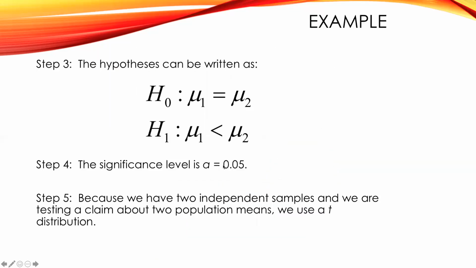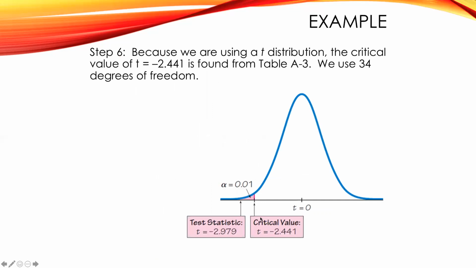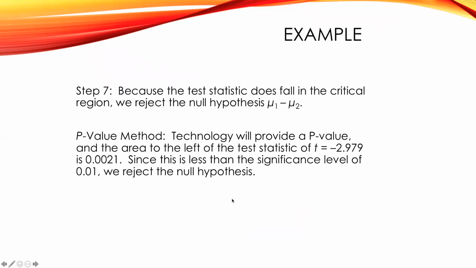And if we go back up here, because this points to the left, we know that's a left-tailed test. So we can do the critical value method, where we find basically a critical value that cuts off that 0.01 from the 0.999. And we see that our t-stat, or our test statistic, lies to the left of that, which is in the rejection region. So because the test statistic does fall in the critical region, we reject the null hypothesis.